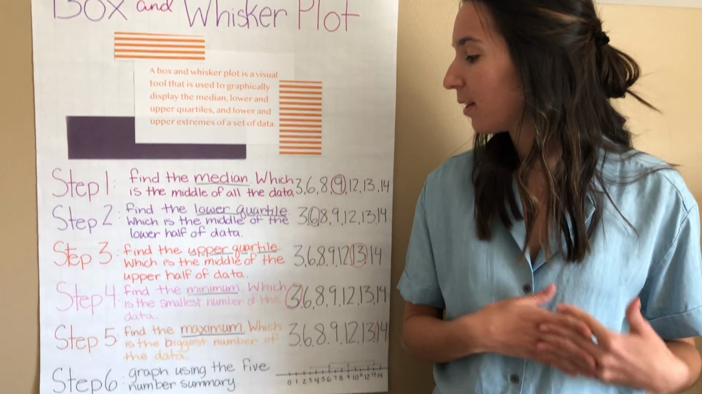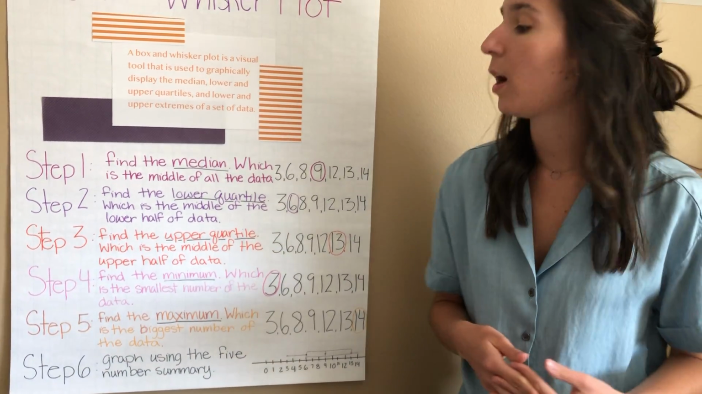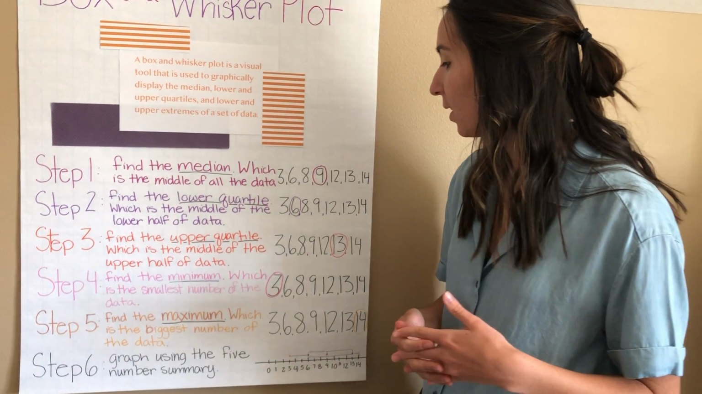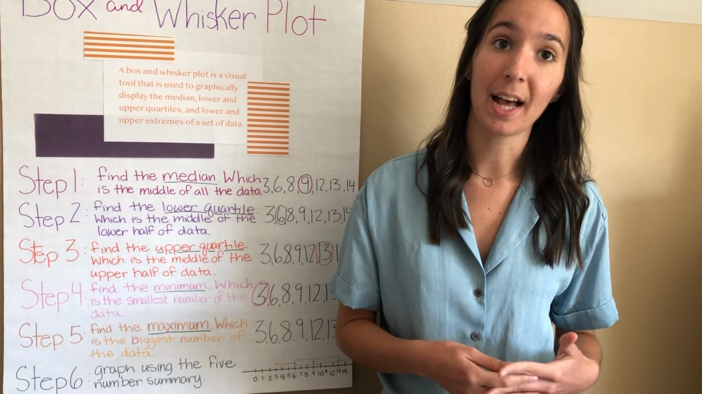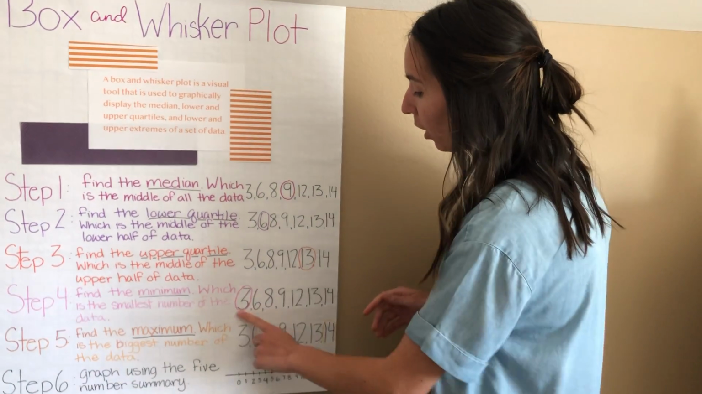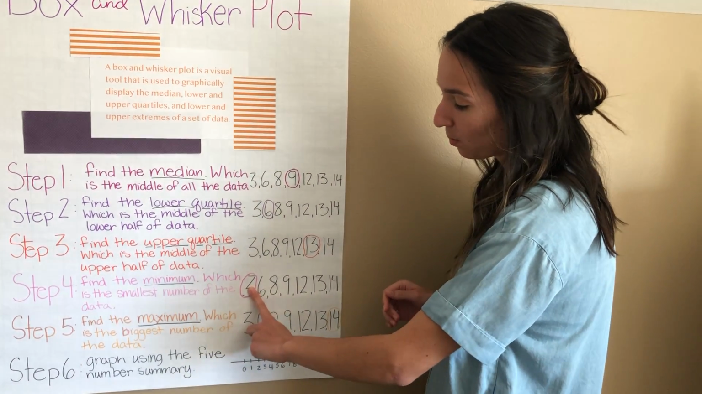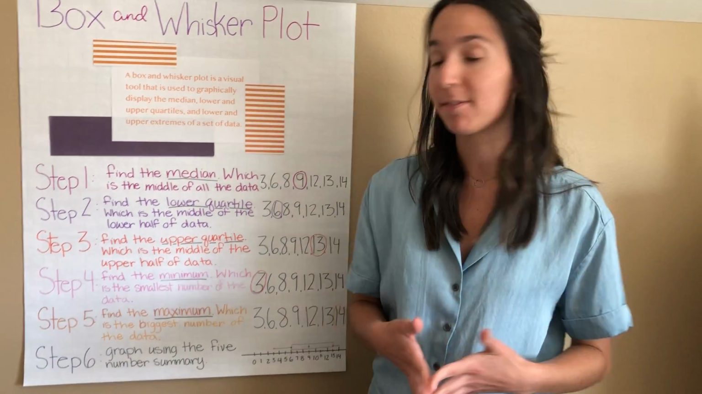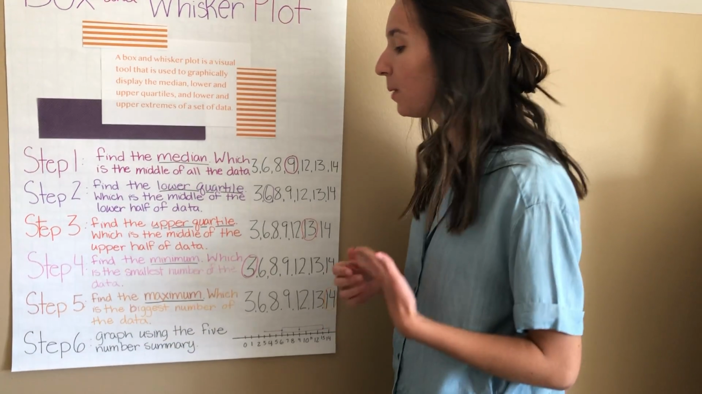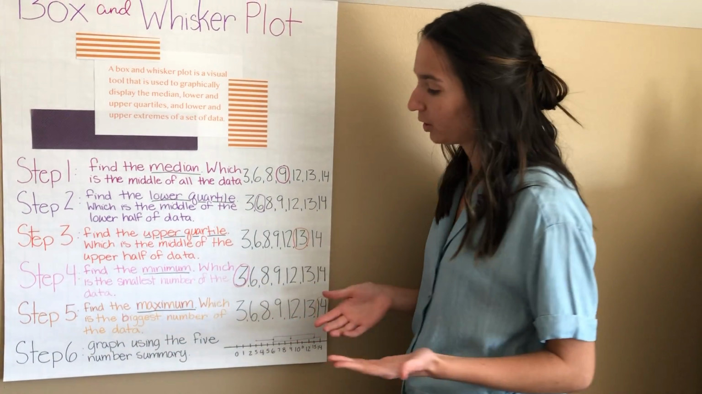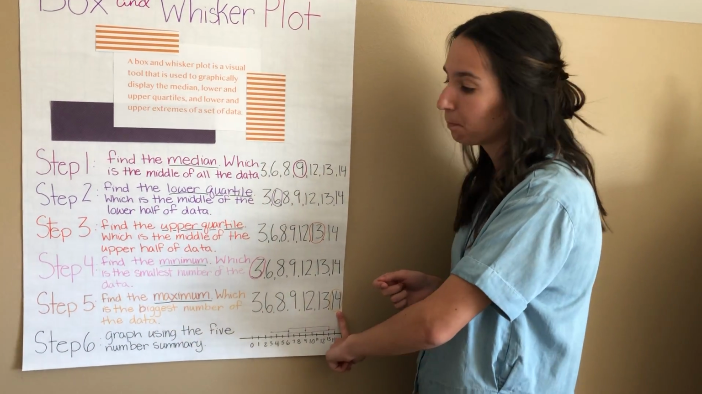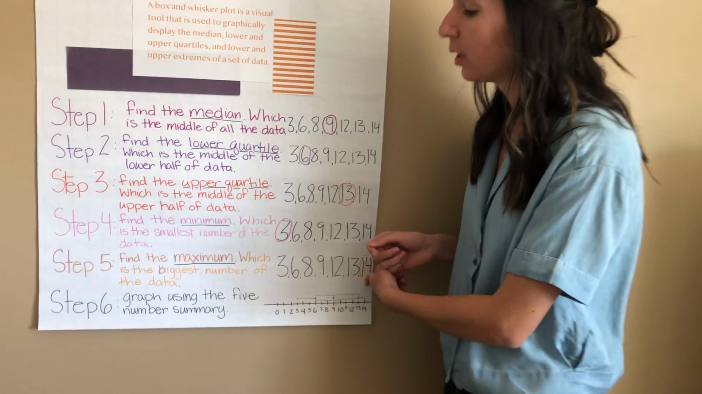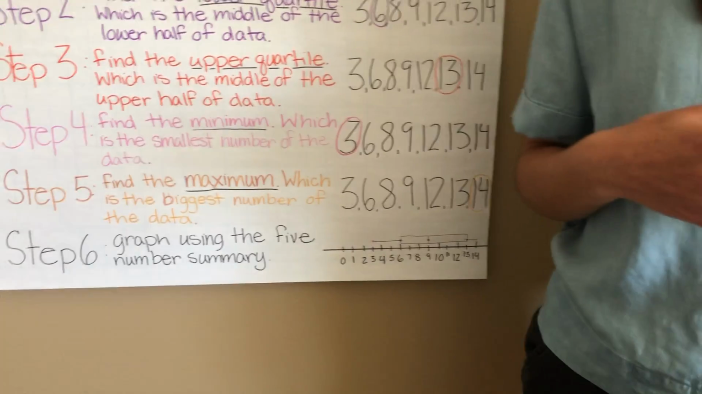Next, we're going to find the minimum and the maximum. The minimum is the smallest number of the data, or the least number. So in our case, it will be 3, because that's the smallest number out of all of our points. Step 5 is to find the maximum, which is the biggest or the greatest number of all of our data, which is 14.